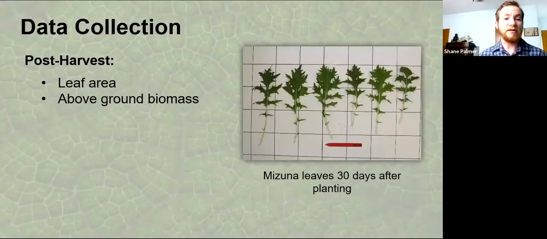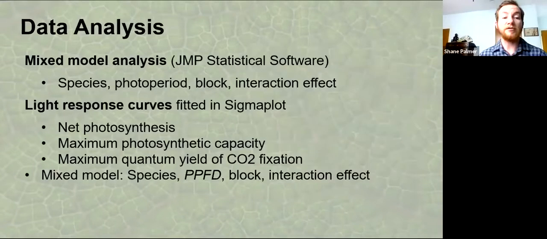And our post-harvest data that we collected was leaf area and above ground biomass. We analyzed all of the data with mixed models, looking at effects for species, photoperiod, block as a random effect, and any interaction effects if they were there. And the light response curves, once they were generated, I fitted the curve in SigmaPlot using an exponential rise to a maximum. And from those equations, we were able to calculate the net photosynthesis, maximum photosynthetic capacity, and the maximum quantum yield of CO2 fixation.